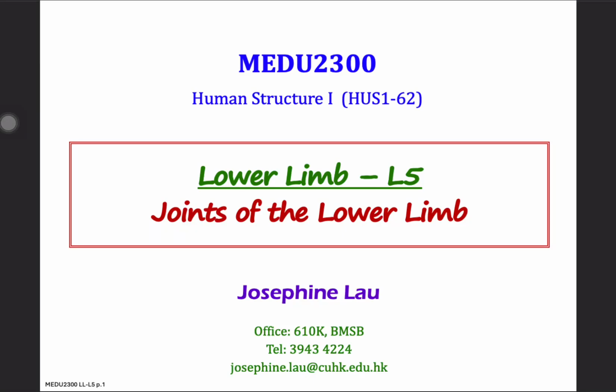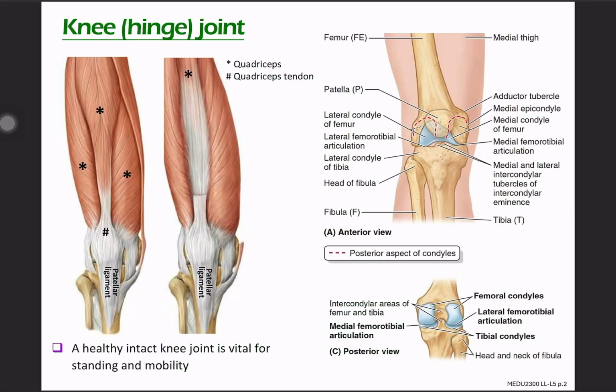So let's talk about the knee as well as the ankle joint today. For the hip joint, please refer to lecture 1. Here you can see that the knee joint is closely related to several important muscle groups, particularly the quadriceps muscles. As you should recall, the quadriceps muscles consist of 4 muscles.